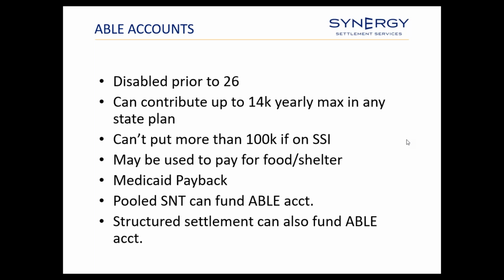So essentially you can take money from the pooled trust and transfer it to their ABLE account directly in the phases that are allowed, so $14,000 a year. And then that client can use those funds for some of the things the pooled trust is actually not able to do. You can use a structured settlement or a trust to fund that ABLE account. It does have Medicaid payback, just like the special needs trust, but it allows them to use that money in the account to help offset food and shelter costs that the SSI check cannot fully pay for.